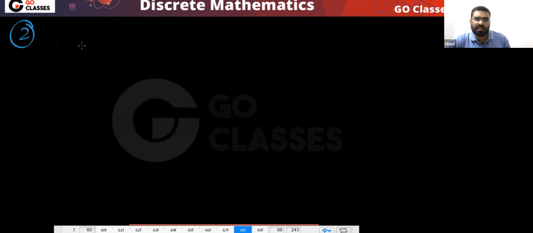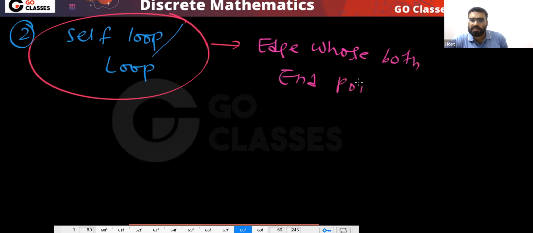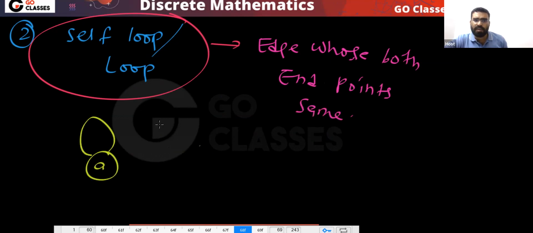Another classification, the second classification, is the self loop, or simply you can call it a loop. What is this? This is an edge which is connecting the same vertex. Basically, an edge whose both endpoints are the same. So for example, you have this vertex, and this type of edge, this is called a self loop.